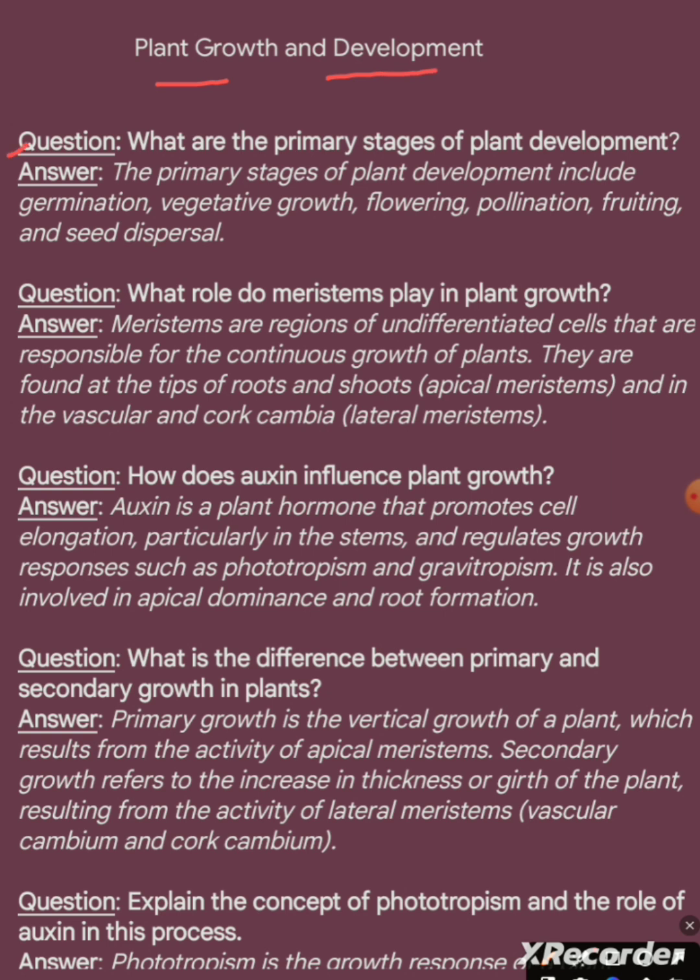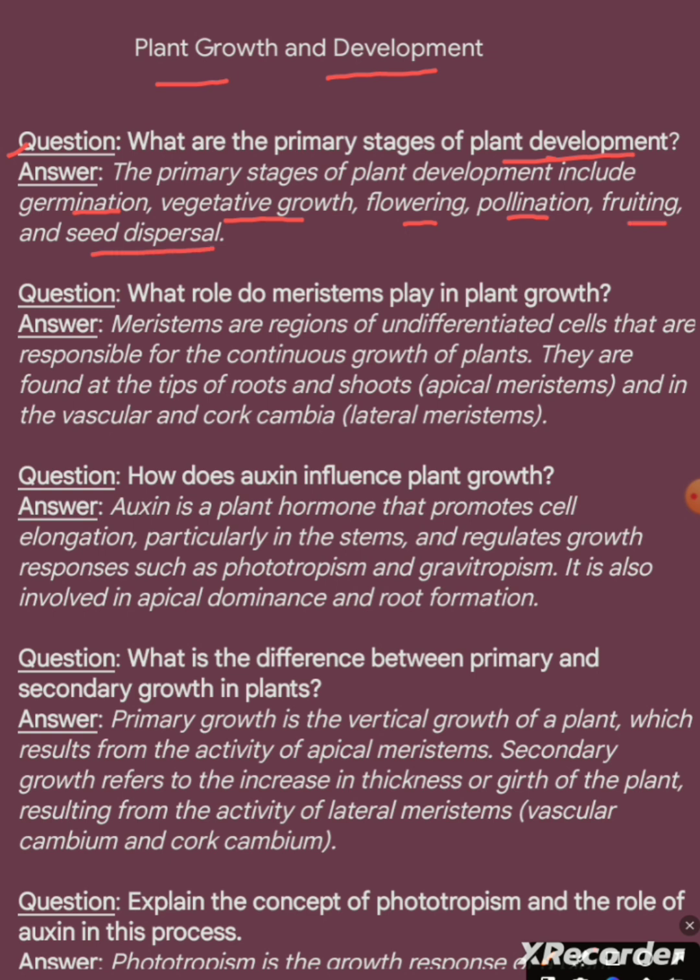Question 1. What are the primary stages of plant development? Answer. The primary stages of plant development include germination, vegetative growth, flowering, pollination, fruiting, and seed dispersal.